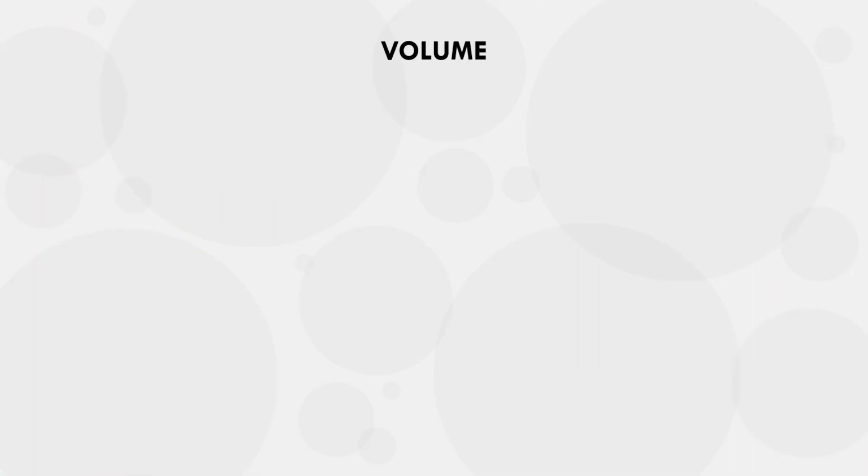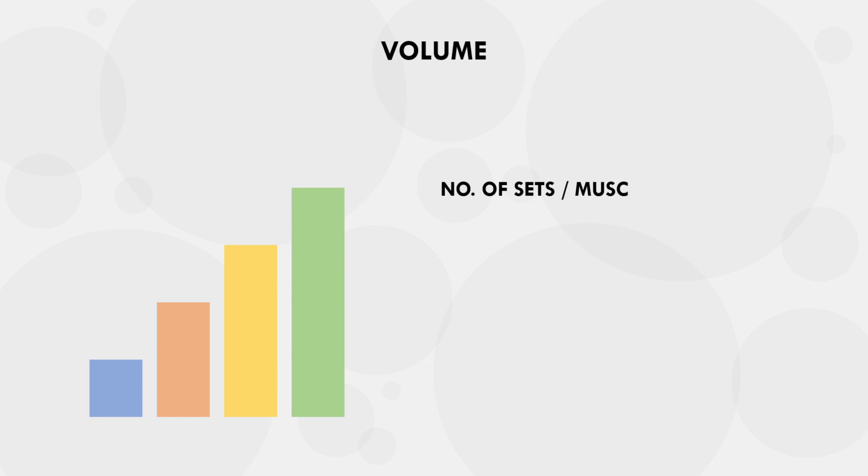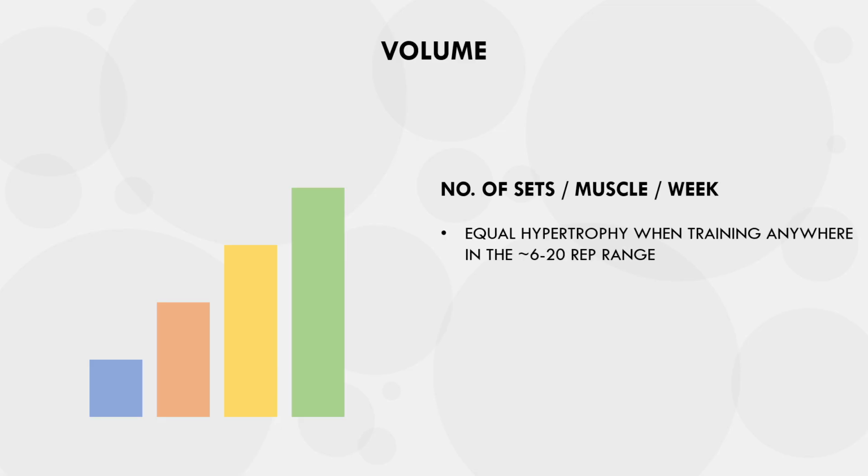For hypertrophy training, volume refers to the total number of sets performed per muscle group per week. Volume is quantified in this way because we can achieve equal hypertrophy outcomes using a large spectrum of different rep ranges and loads. So as long as we are training in the approximate 6 to 20 rep range and taking each set close to failure, then each set will be similarly hypertrophic.